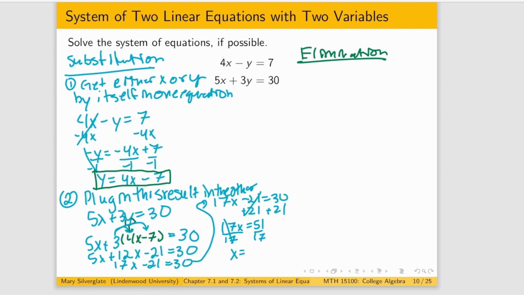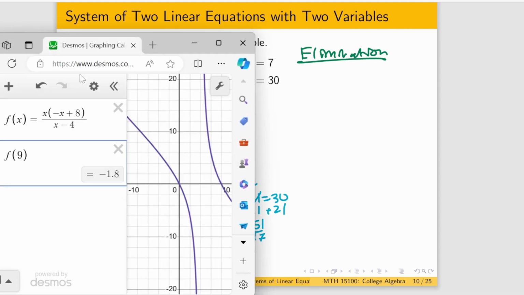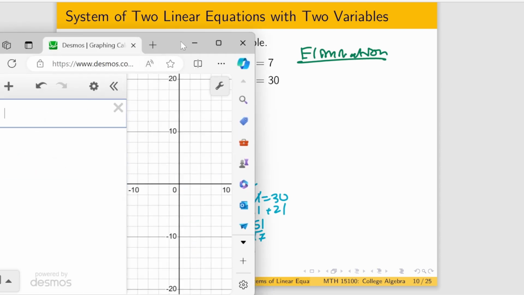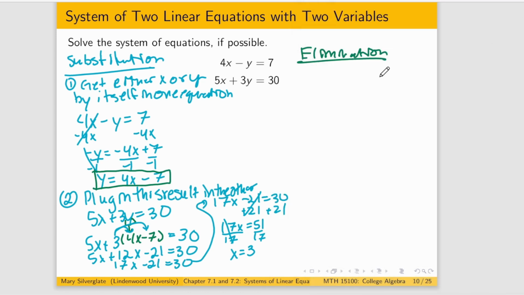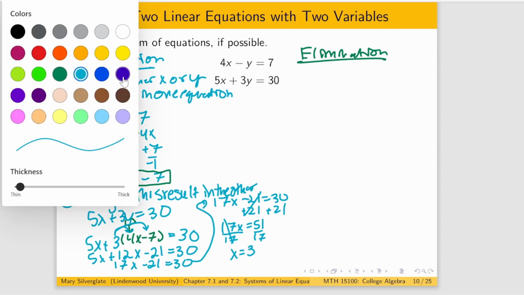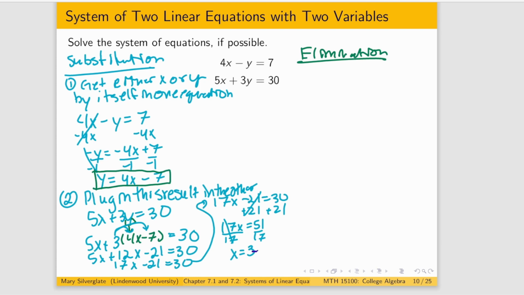So x is equal to, I believe that is 3, although just for good measure, I'm going to start having a calculator ready here because we might be dealing with some bigger numbers here soon. So that would be 51 divided by 17 is indeed positive 3. But we're not done yet because we need a solution for both x and y. And thankfully, we already have a statement for y in terms of x. So now we're going to plug in to find y.